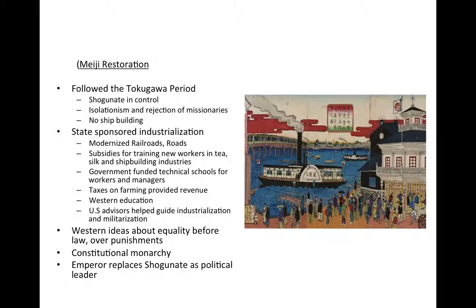Also, there are changes to their legal system, more of a focus on equality before the law over punishment. A constitutional monarchy is going to emerge where the emperor is going to be checked by a constitution. And as I mentioned, the shogunate, or that military dictatorship, is going to fall apart, and the emperor is now the most powerful person in Japan.